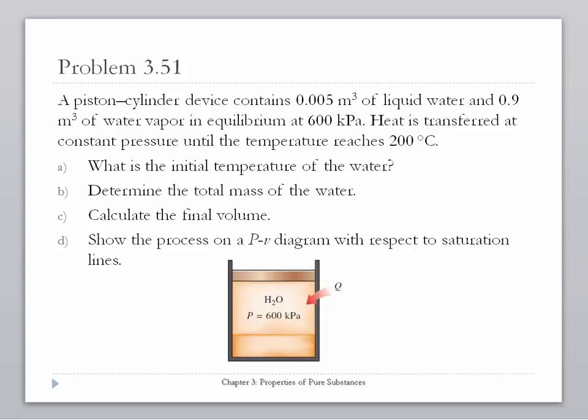We need to determine the initial temperature of the water, determine the total mass of the water, calculate the final volume, and also show the process in a PV diagram. In this case, what we know is the volume of the liquid, which is equal to 0.005 meter cubed. We also know the volume of the vapor, which is equal to 0.9 meter cubed.